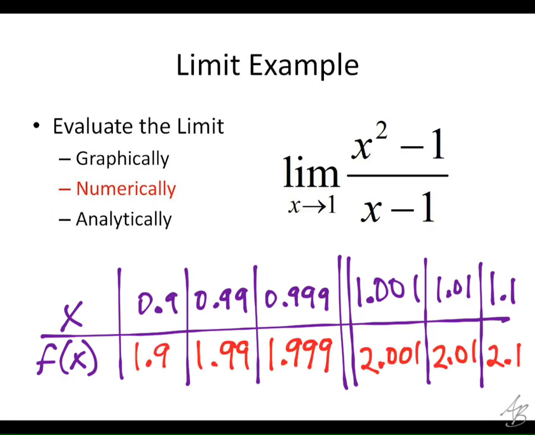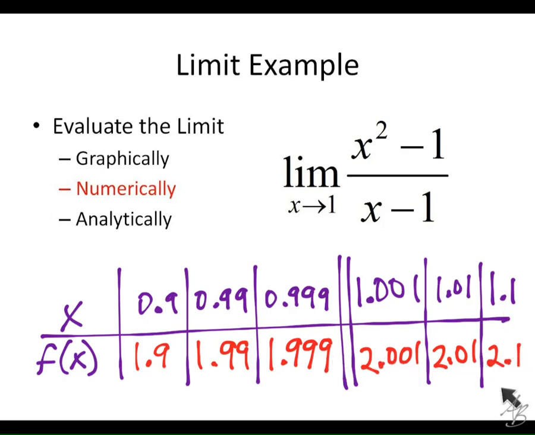Just looking at the numbers here that we get for this, as we approach from the left, we're at 1.9, then we get closer, 1.99, we get a little bit closer, 1.999, and it's pretty easy to see that we're approaching 2, and not only are we approaching 2, but we're approaching 2 from just below 2, right? That type of information could be useful for us later on.